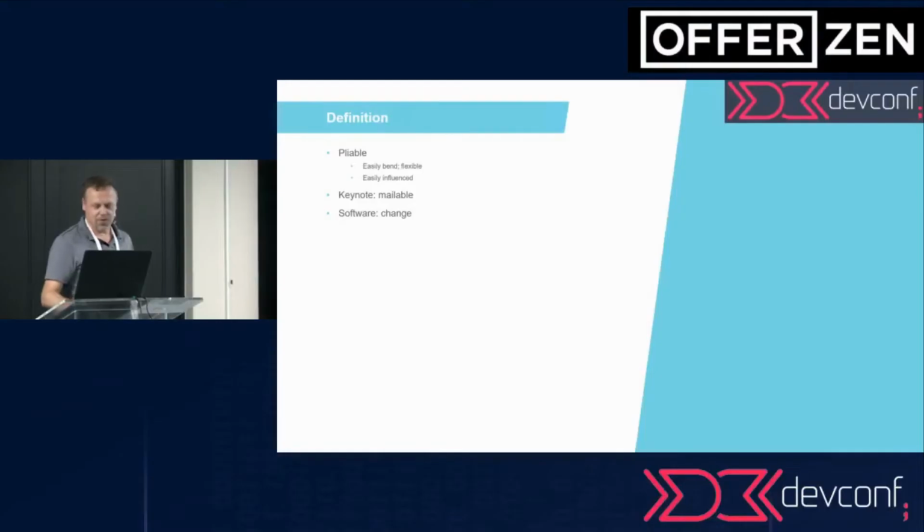Today I'm going to talk about pliable systems architecture. If you look at the dictionary, pliable refers to things that are easy to bend. When you talk about people, it's easy to influence them. Our keynote speaker talked about malleable processes, but the underlying topic that I want to talk about is actually change.